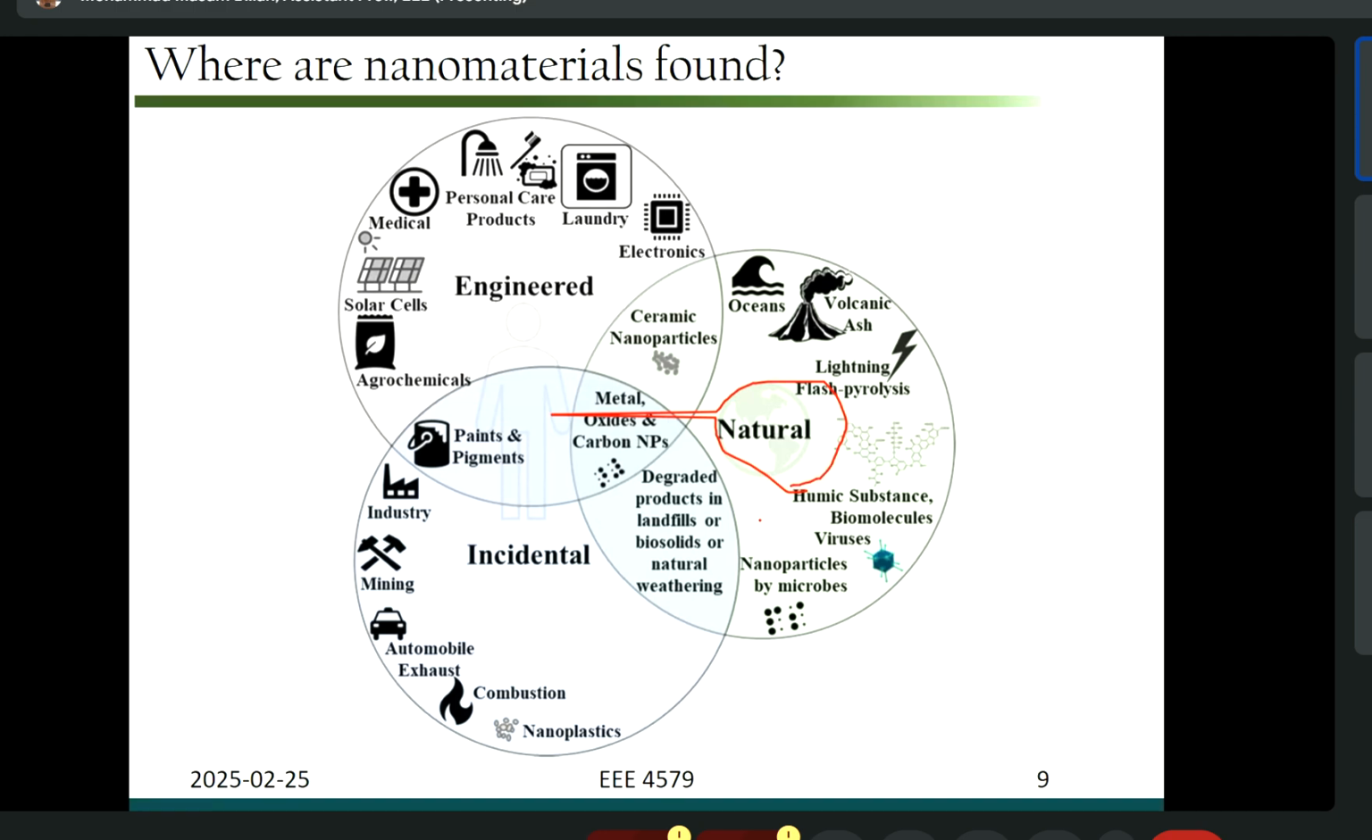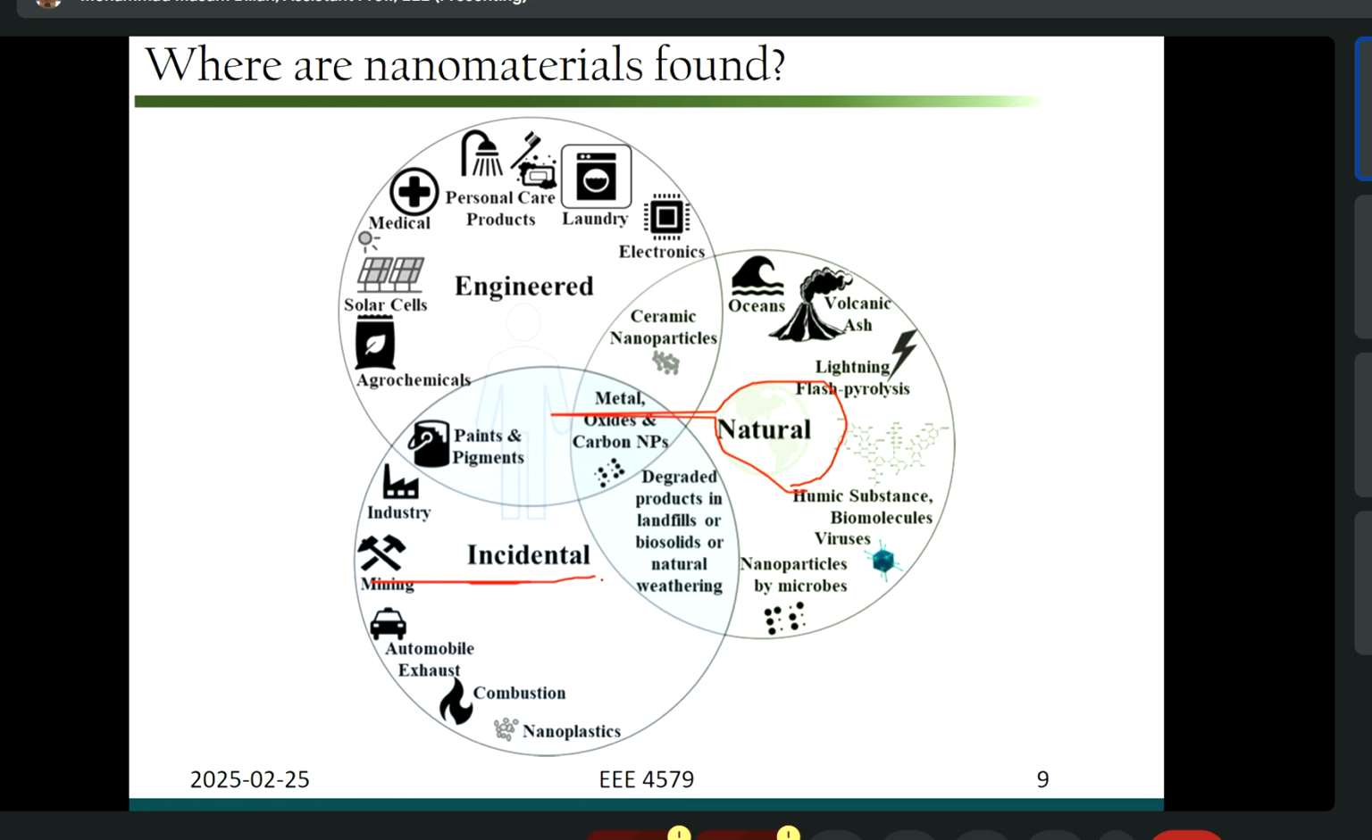So one is nature, but then there is incidental. Accidentally you can get nanoparticles, like from paint pigment, or from industry byproducts. Byproducts can also be nanoparticles, or from combustion engines or nanoplastics. So these kinds of nanomaterials are not only natural but also engineered and incidental. All of a sudden, for some incident or accident, you can get some nanomaterials as well.